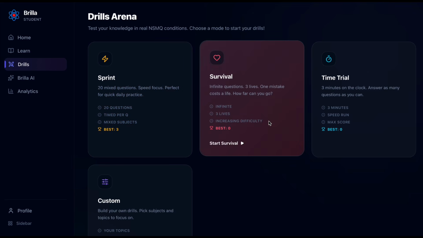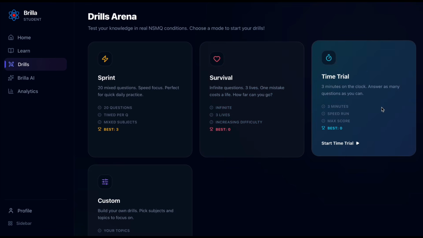There's a survival mode. It gives you as many questions as it can from the database, but you have 3 lives. So just to show how fast or how long you can go without losing your 3 lives when you make an error. And time trial gives you 3 minutes to solve as many questions as you can. That's like to simulate the pressure.